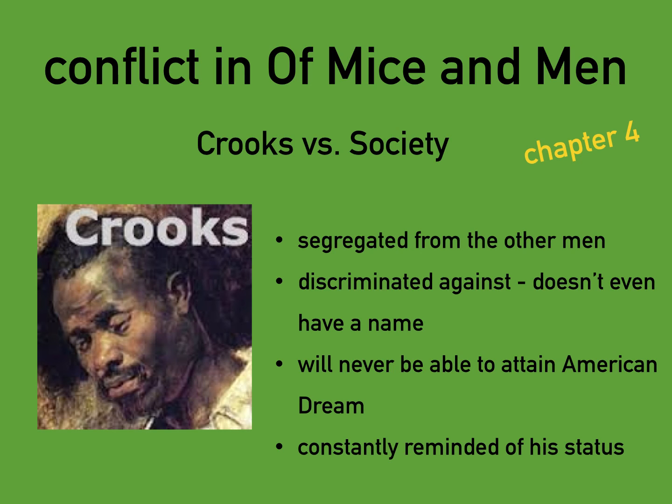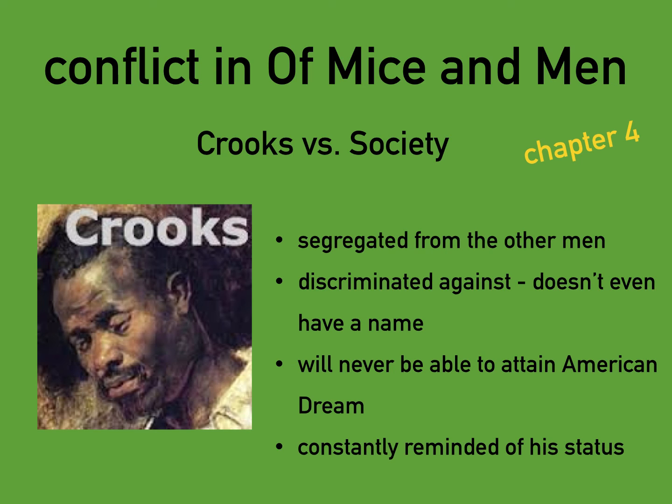So this conflict has an exposition, and we're introduced to Crooks in the beginning of the novella when we learn about him through the other characters. The rising action begins when Lenny enters his room and starts asking him questions about why he's isolated from the rest of the men. The conflict reaches a high point when Crooks asks to be a part of the dream, but Curly's wife abuses him with her words.